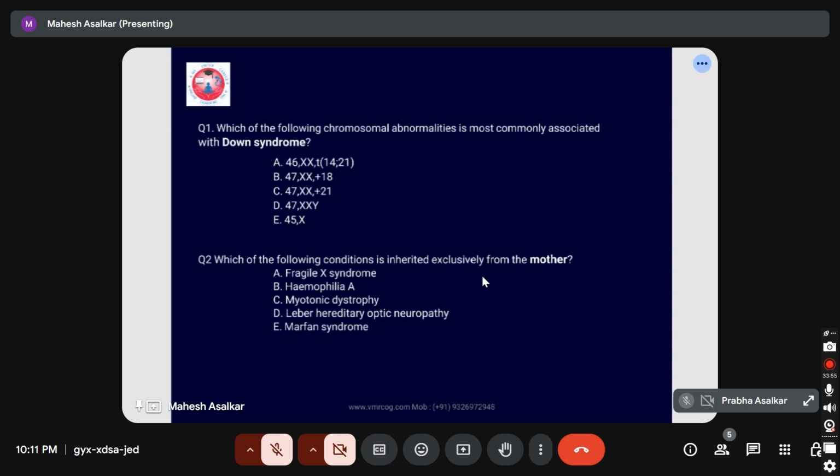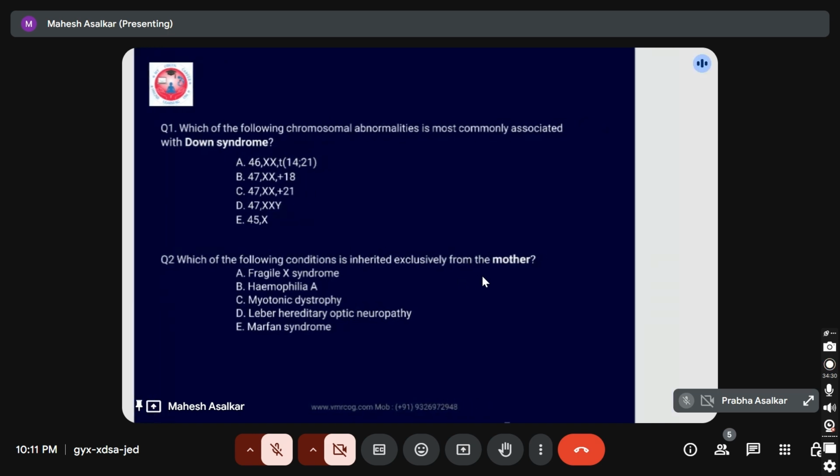Okay, next. Which of the following conditions is inherited exclusively from mother? Fragile X syndrome, hemophilia A, myotonic dystrophy, Leber hereditary optic neuropathy, and Marfan syndrome. Who said D? Hemophilia A? Who said D? Dr. Sansi, it's a correct answer.